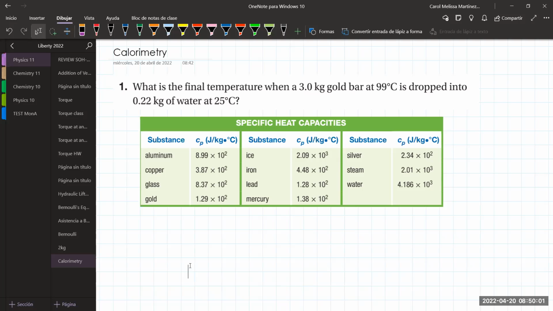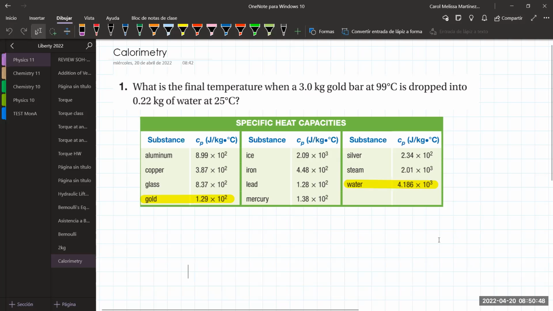So what are the substances that are involved in this exercise? Gold and water. Those are going to be the substances that we're going to look for in the table for specific heat capacities. The reason is that we need to get information from there. So gold is right here. Okay, and water, of course. I recommend that you memorize the one of water. So there you go, we have the substances.